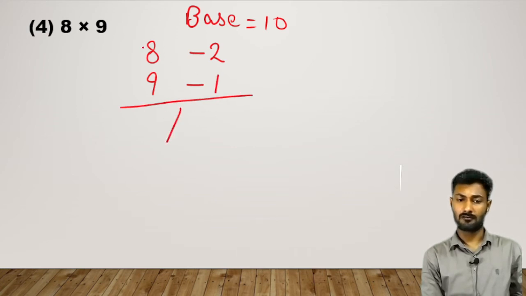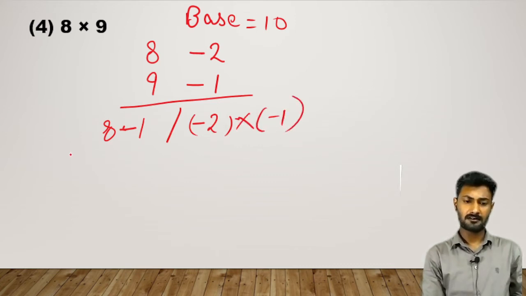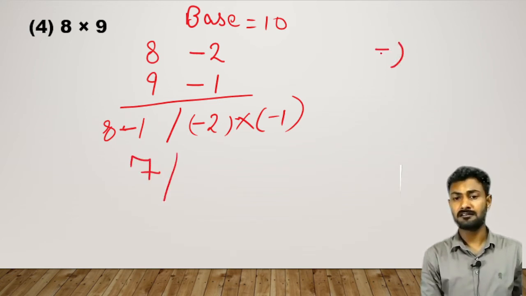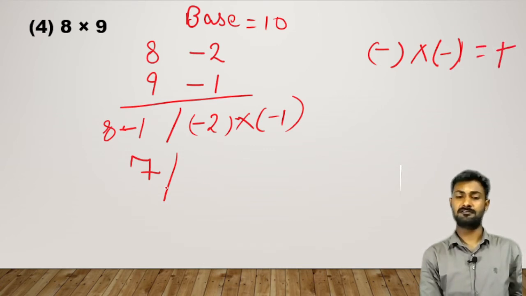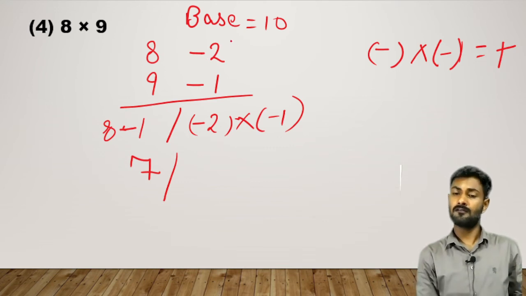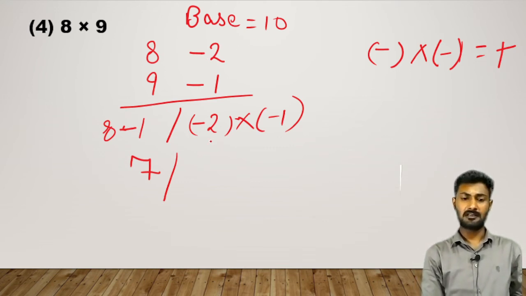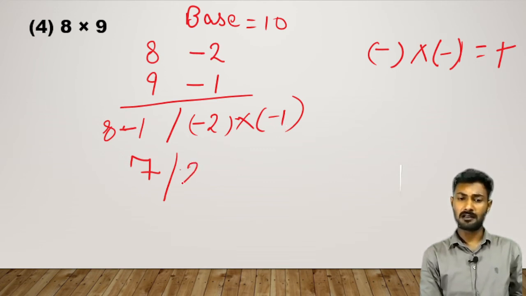Now cross solve 8 minus 1, and multiplication of deviation. 8 minus 1 is 7. Remember one thing also, that when both numbers are negative and they are multiplied with each other, then the resultant will be positive. That means the result will have a plus sign. This becomes minus 2 and minus 1. Both are negative, and the result is 2 multiplied by 1, that is 2. Answer is 72.